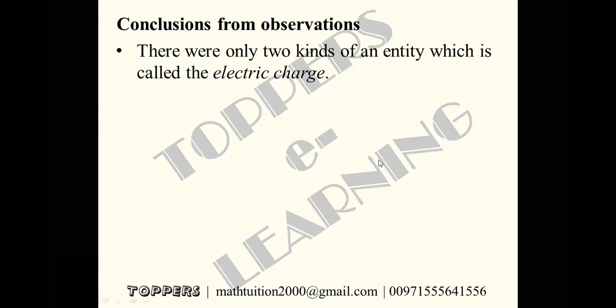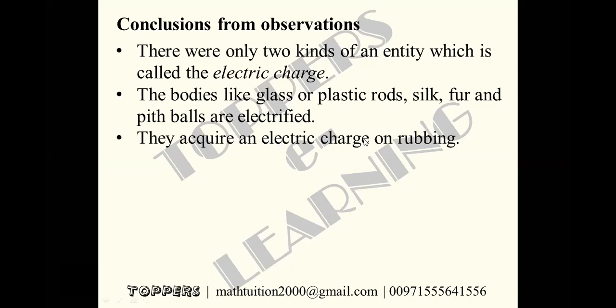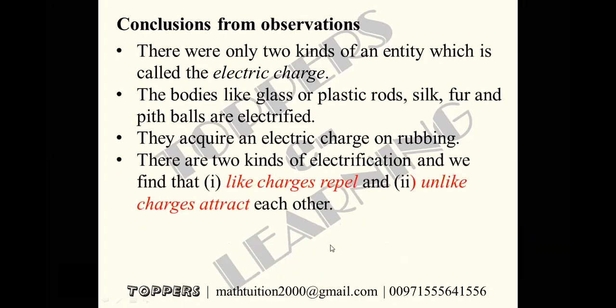Now, what are the conclusions from these observations? There are only two kinds of an entity which is called electric charge. Bodies like glass or plastic rods, silk, fur and pith balls are electrified. Electrified means they are getting charged. They acquire an electric charge on rubbing. While a glass rod is rubbed with silk, they acquire electric charge. There are two kinds of electrification: like charges repel, and unlike charges attract.